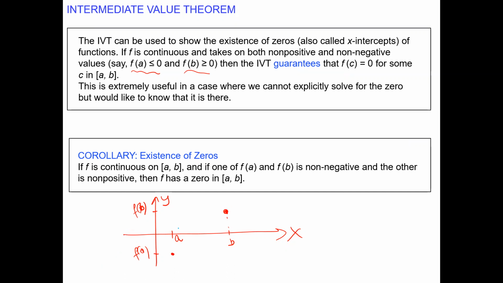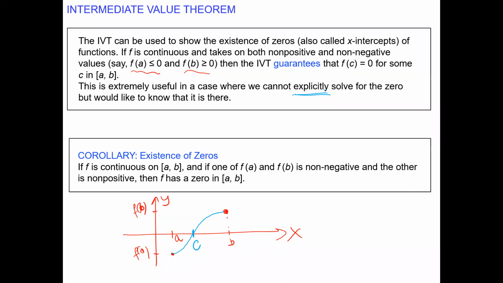Connecting them without any gaps, holes, jumps, I will intersect the x-axis. There is no other way. I have to intersect, and that guarantees that this function has an x-intercept, because that intersection, that c value, is the x-intercept. We may not have the explicit solution, we may not have the exact value, but we can try to narrow that interval, maybe we can approximate really well. But this definitely guarantees that the zero, the x-intercept, exists.